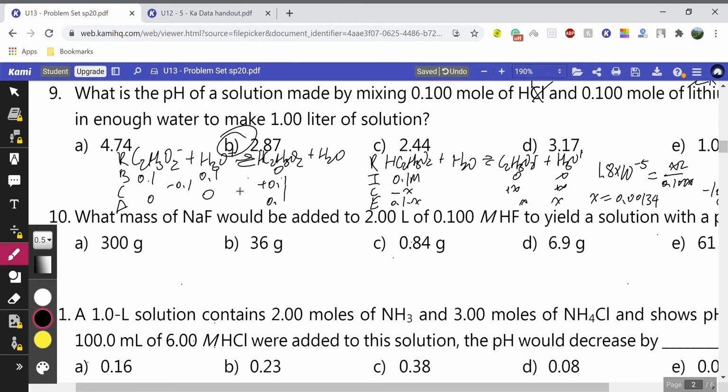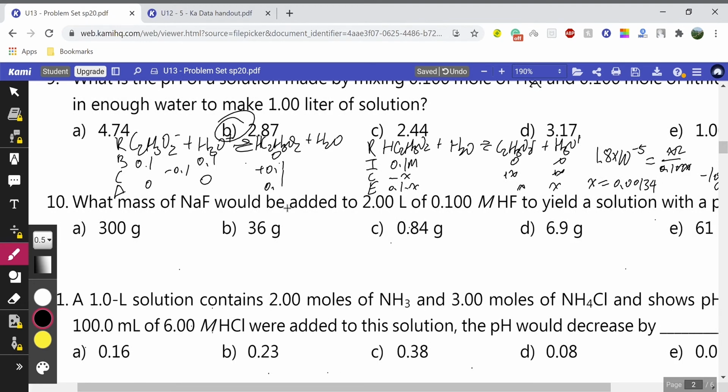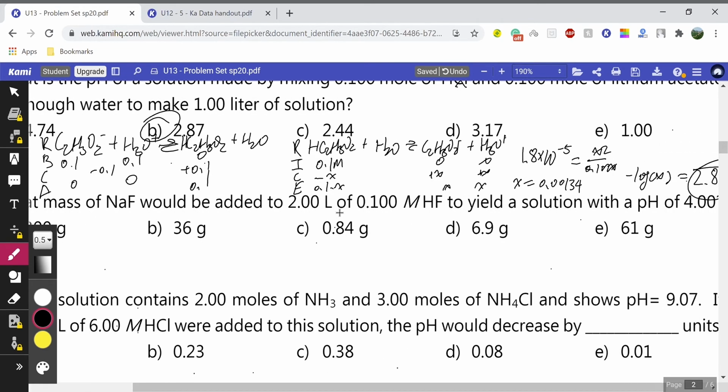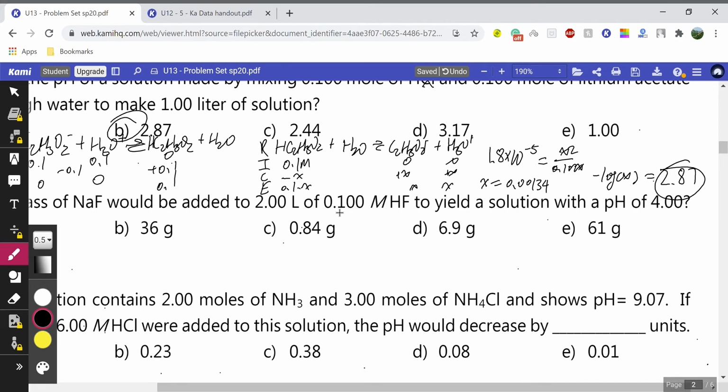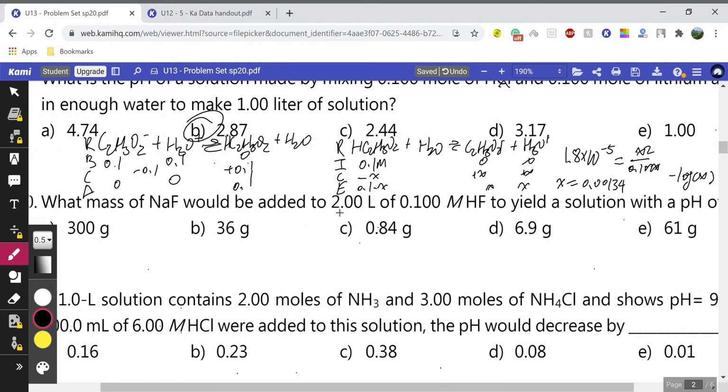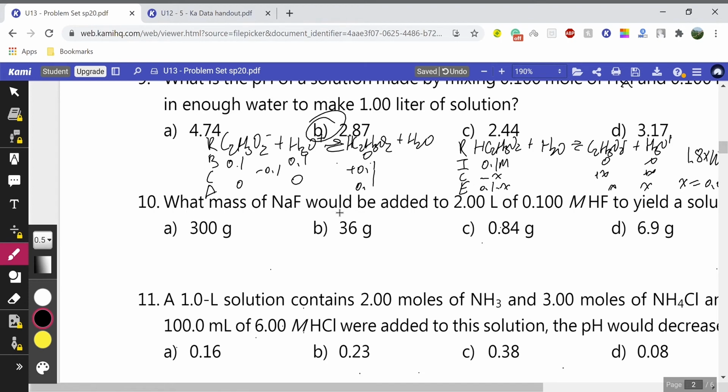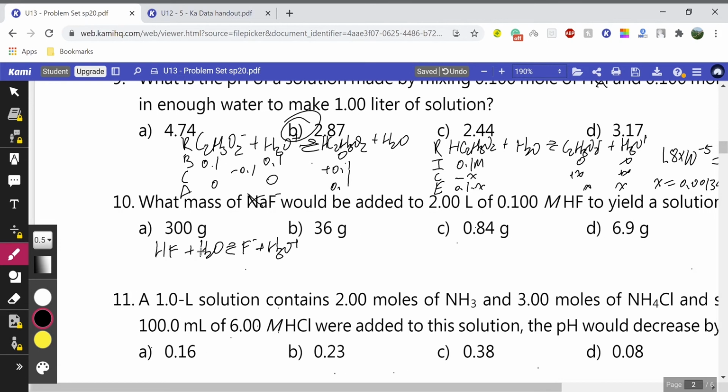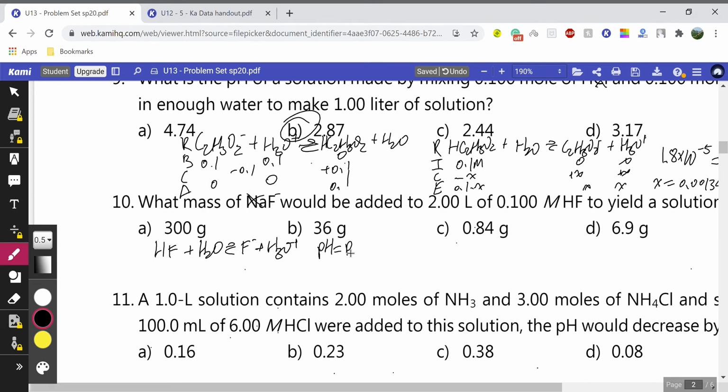Next, what mass of NaF will be added to 2 liters of 0.1 molar HF to yield a pH of 4.0? Alright, let's write the equation. HF plus H2O to form F minus plus H3O plus. In order to do this, we're going to be using the pH equation, the HH equation. pH equals pKa plus the log of the ratio of conjugate base divided by acid. So first, what is the pKa?